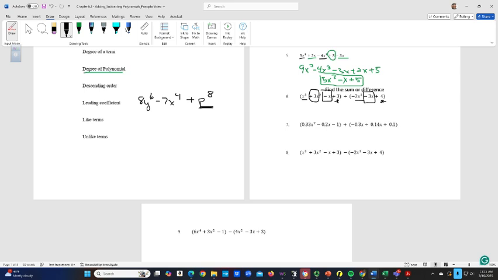All right, so if you have to rewrite it, just go ahead and rewrite it. x cubed minus 2x cubed plus 3x squared minus x minus 3x plus 3 plus 4.